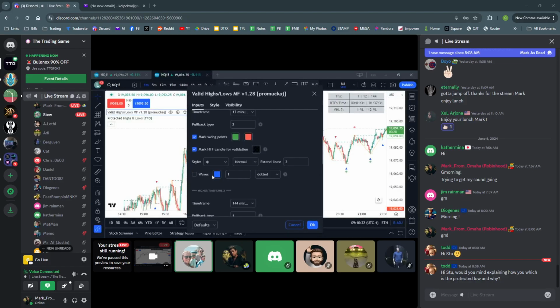But I don't map out the 12. Sorry, I'm just recovering from a bit of a cold here. I don't map out the waves on the 12 for my lower time frame. Yeah, go back up to the top.